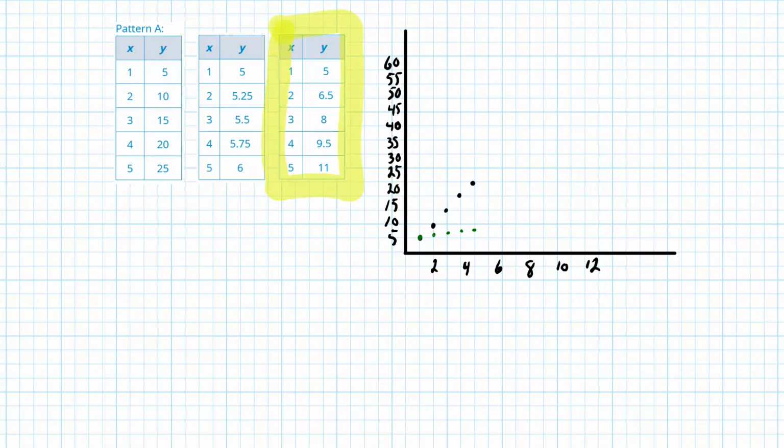And the third set of data again starts at 1, 5, then goes to 2, 6.5, a little bit higher than that one. 3 up to 8, higher again. 4 up to 9.5, just about getting to 10. And 5 is at 11.